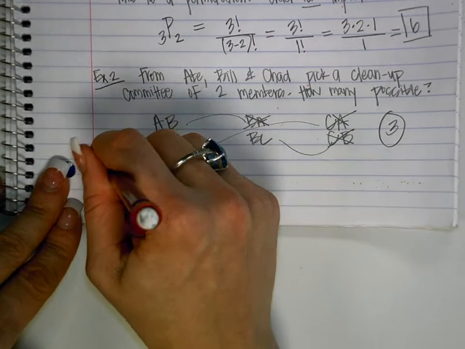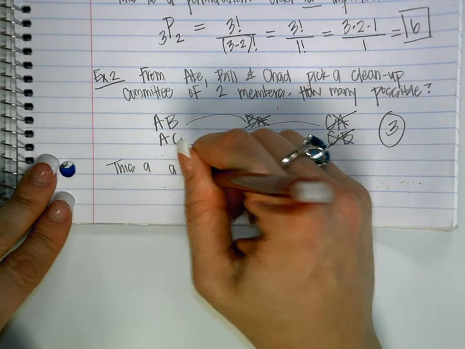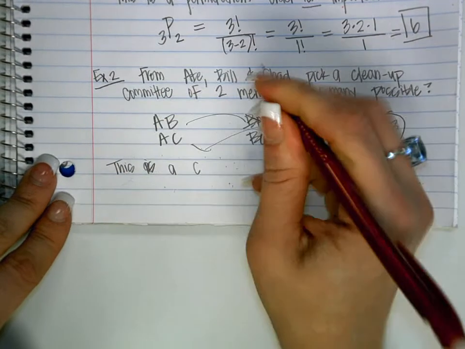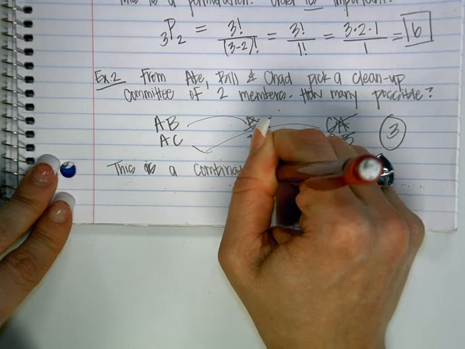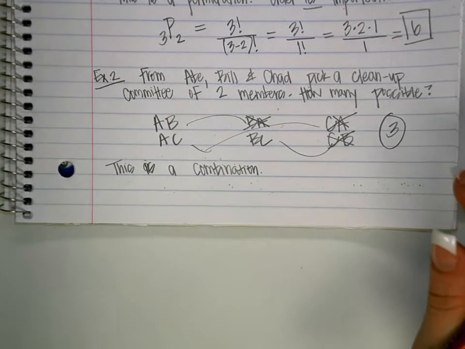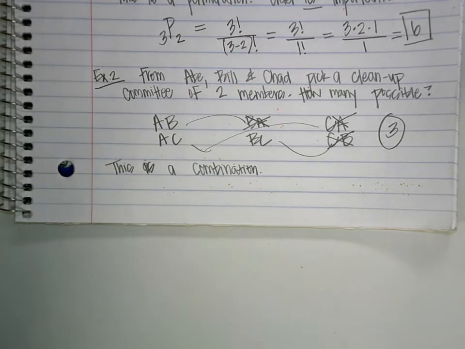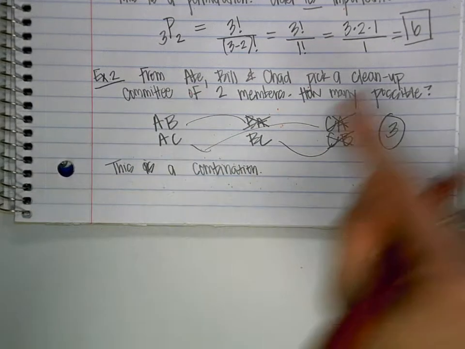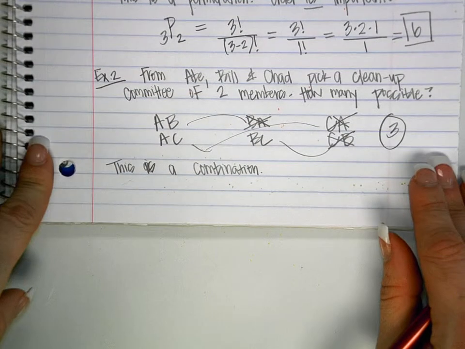Okay, so is this a combination or permutation? Combination. This is a combination. We know that it doesn't matter what order they pick people, because Abe and Bill is the same thing as Bill and Abe, whereas in a race, it matters which one's first, which one's second. So there's only 3 options: Abe and Bill, Abe and Chad, or Bill and Chad. Because these are the same thing, so we don't count them twice.